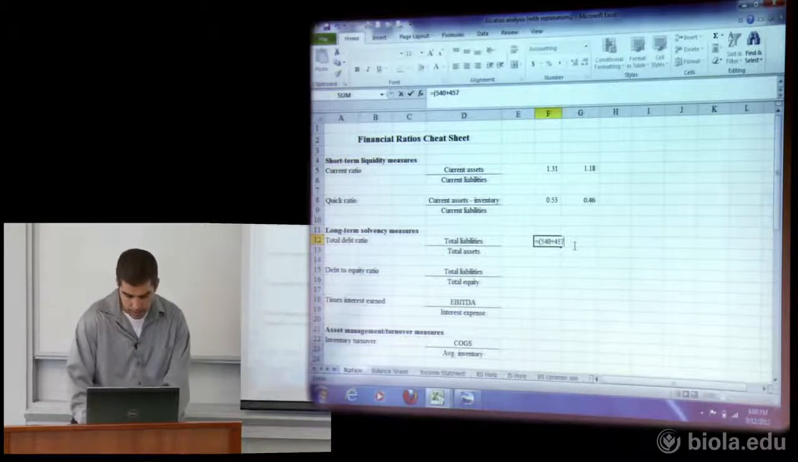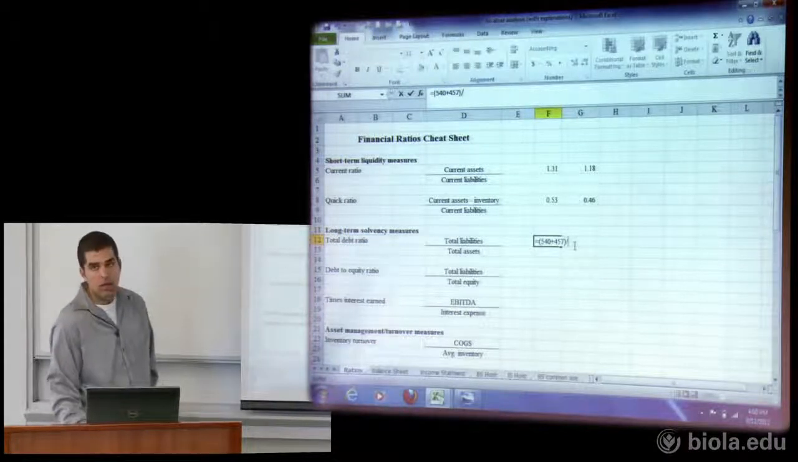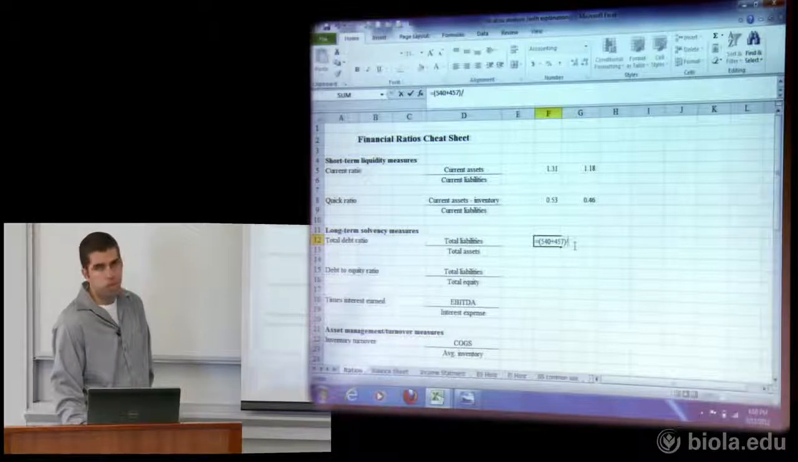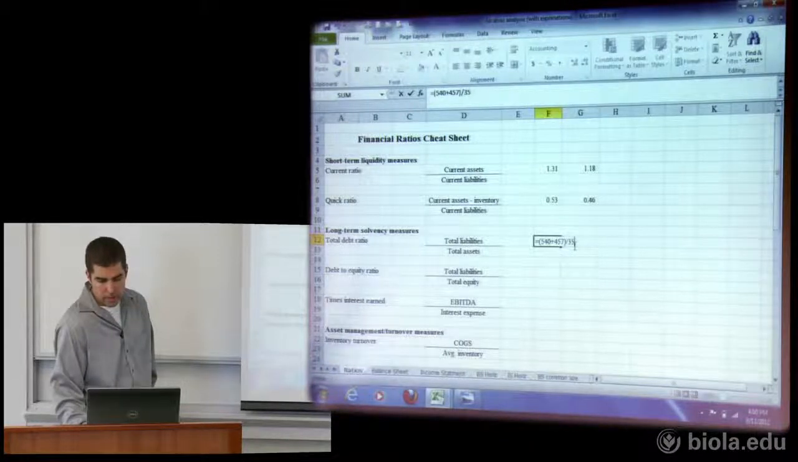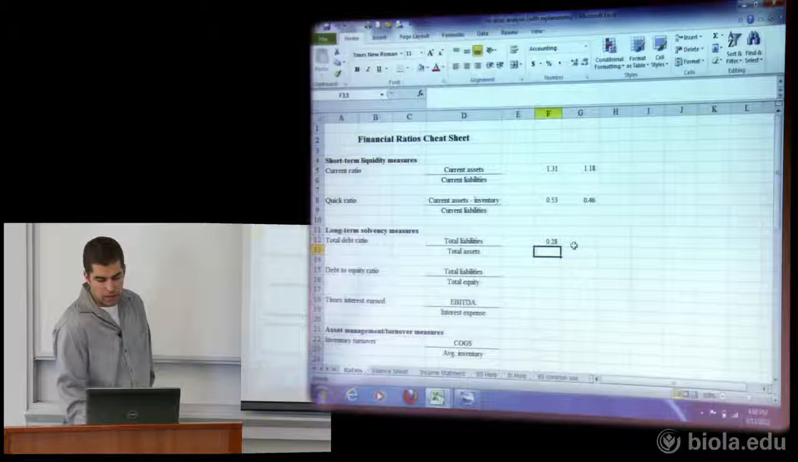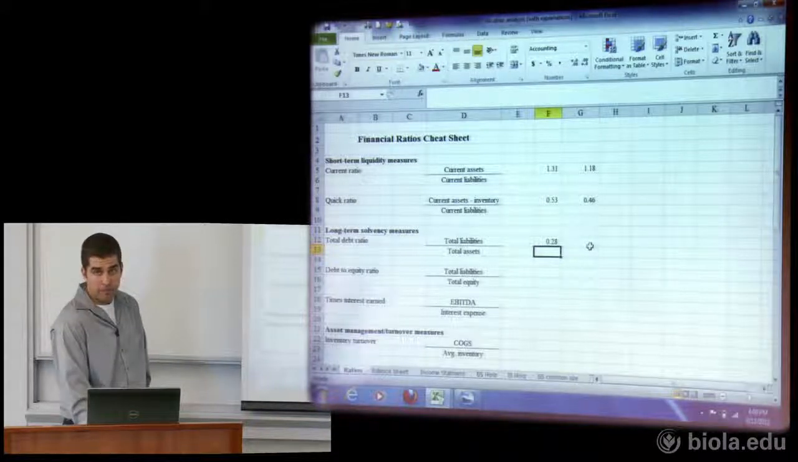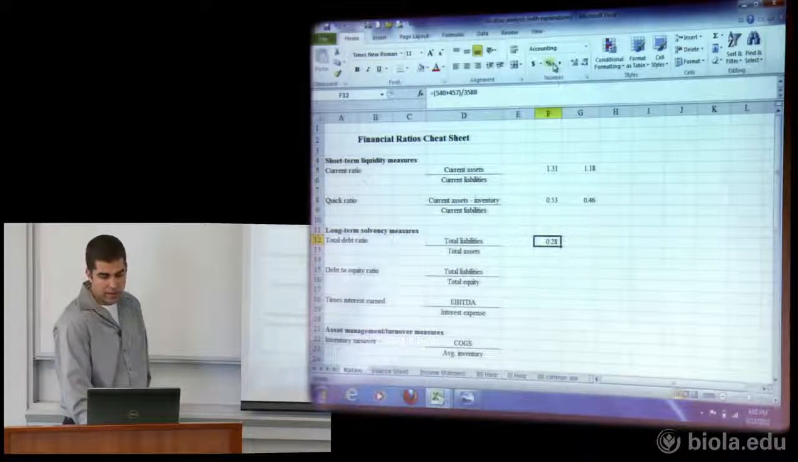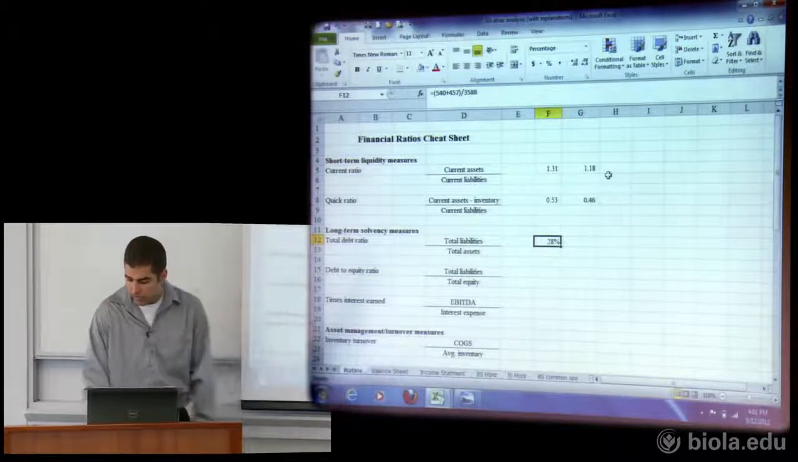457, and divide that by your total assets, which is 3,588. Okay, is that what you got? So 0.28, or 28%. How would you express that in a sentence? What does that tell you?